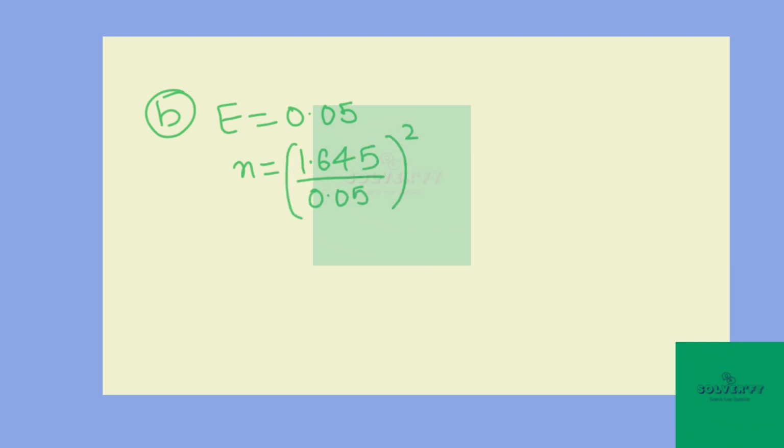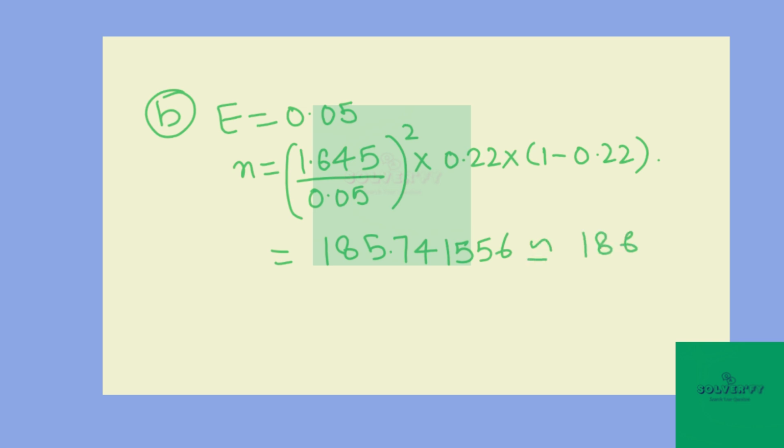Now, in the next part of the question, we have a margin of error of 5%, that is 0.05. So now our sample size will be (1.645 upon 0.05) whole squared into 0.22 into 1 minus 0.22. So here just the value of the margin of error has changed and all the other values are the same, right? So this will be equal to 185.741556, that is approximately 186.